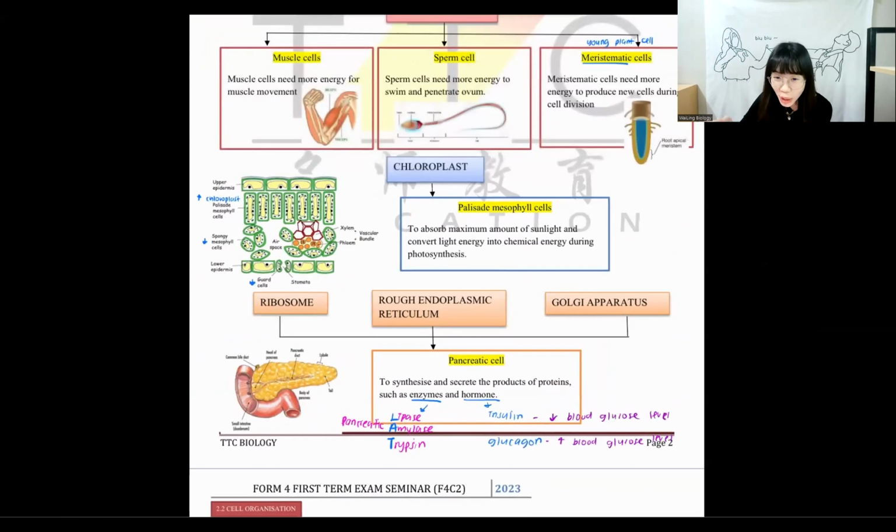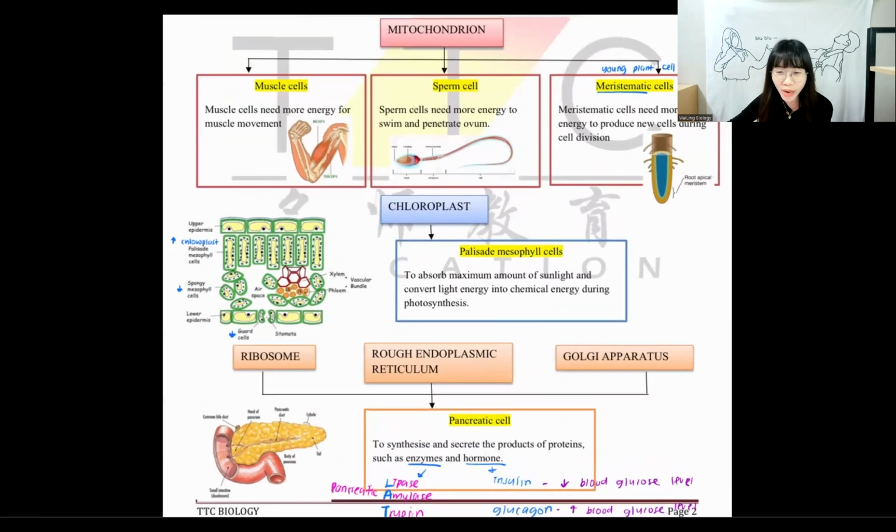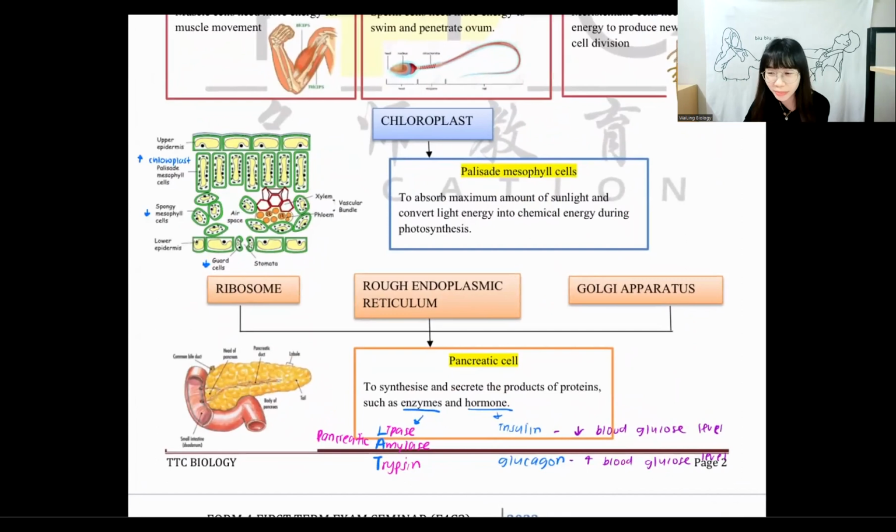Okay, now these 2 pages over here are very important, guys. It's not just important for your first term exam. It's important for the entire journey in Form 5. It's very important. Okay, now any questions about these 2 pages, guys? Anything you want to ask about these 2 pages?